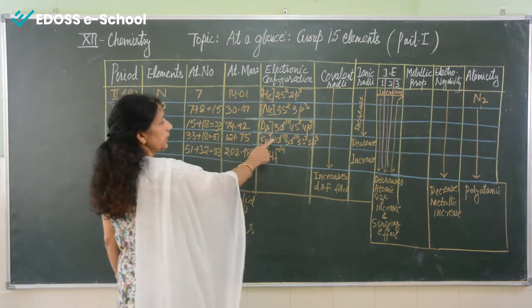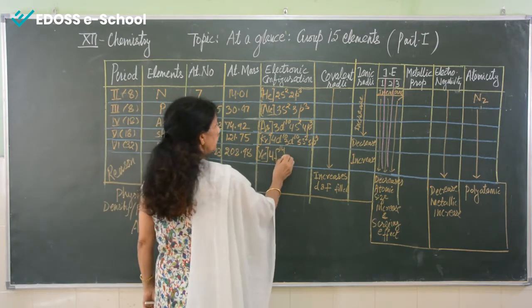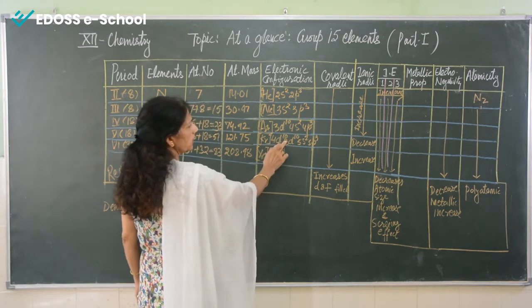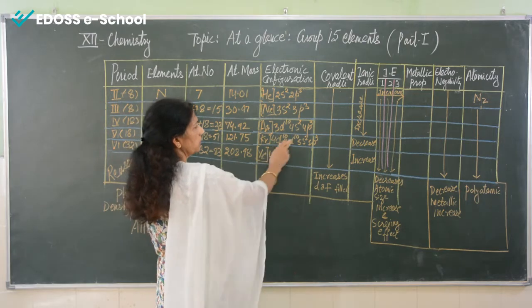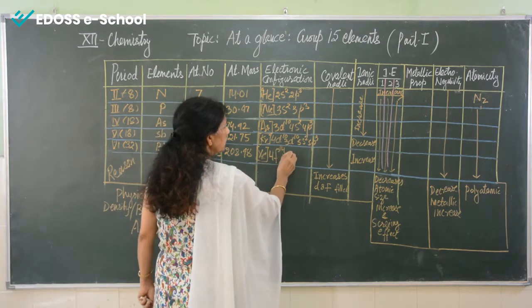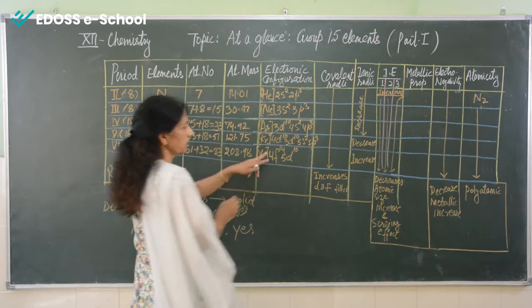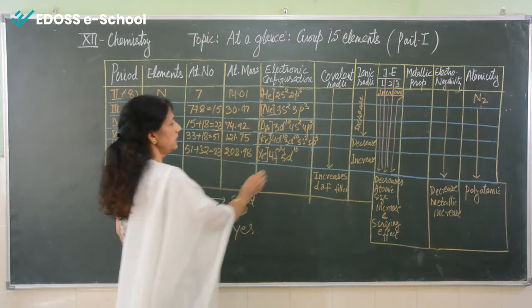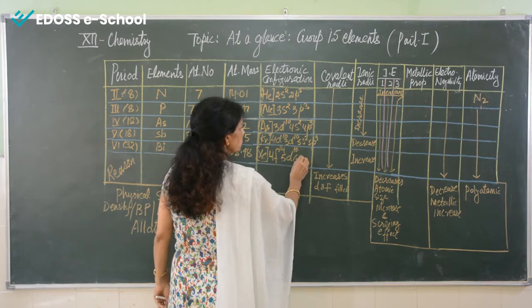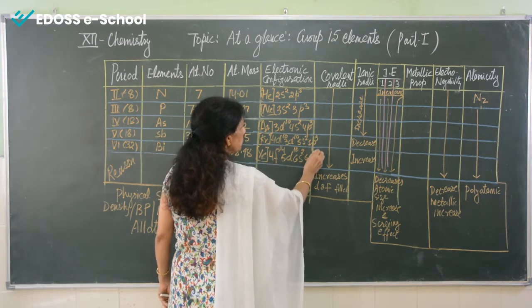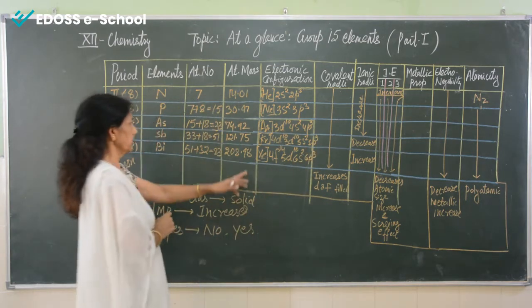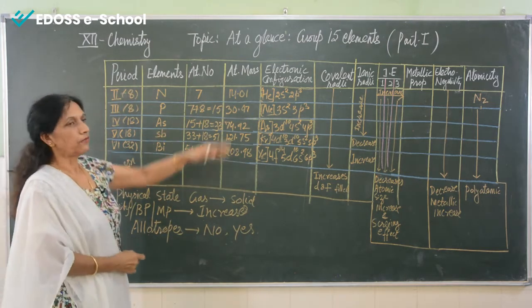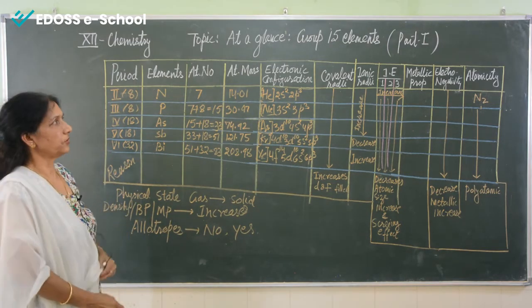And then in place of 4d we will write here 5d. There is no need to write here 3d because 4d we have already written here. So we can write here 5d10. So 4f14 and 5d10 and then 6s2 and 6p3. So this is the way we can write the electronic configuration.